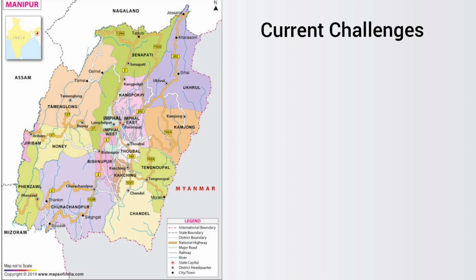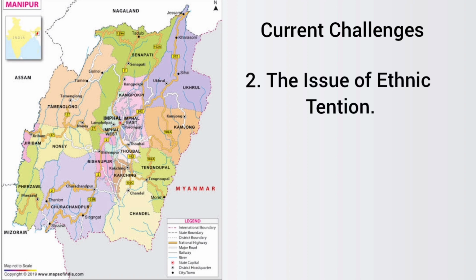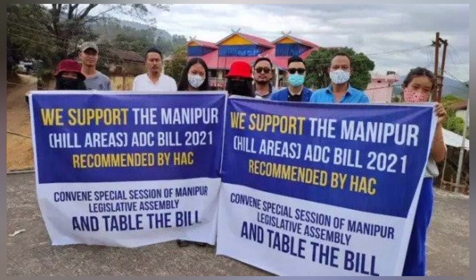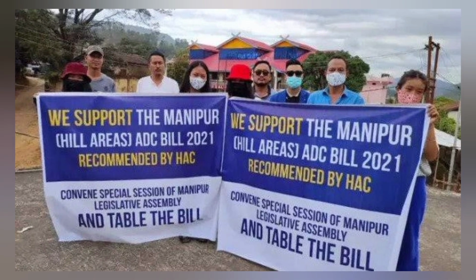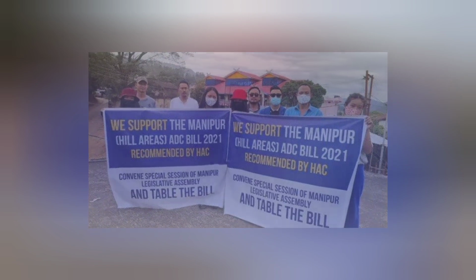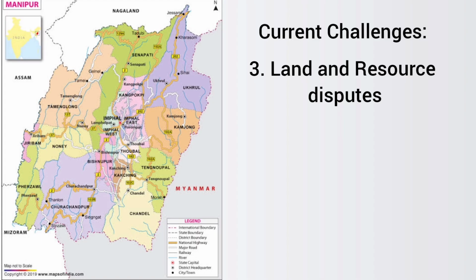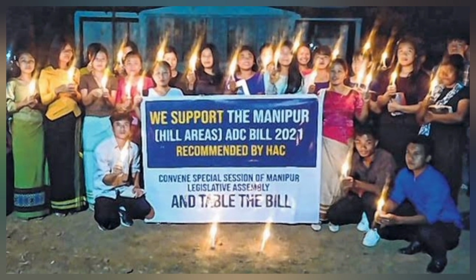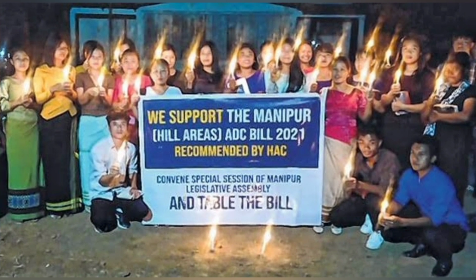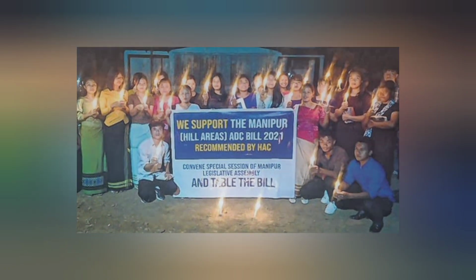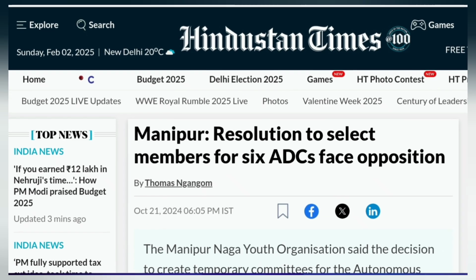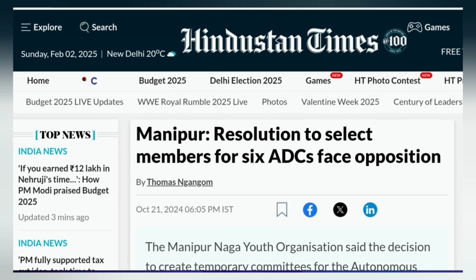There is also the issue of ethnic tensions, with demands for autonomy or even separate states from some tribal groups. This has led to conflict over identity, resources, and governance. Land and resource disputes are another significant issue. The question of who controls the land and its resources, often passed down through generations, has led to friction between the valley and the hills.